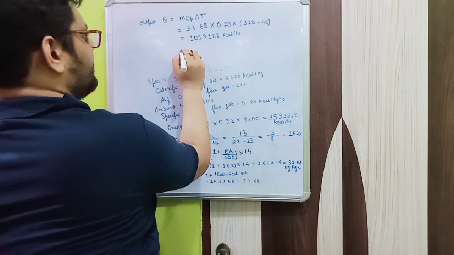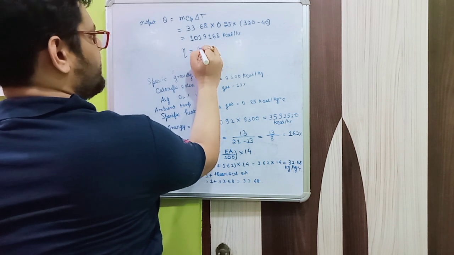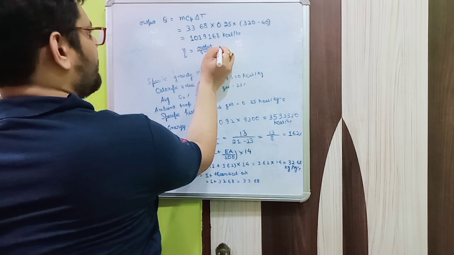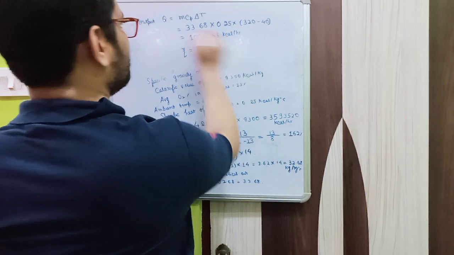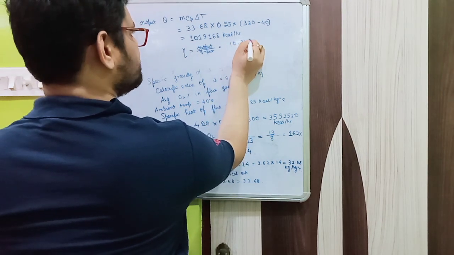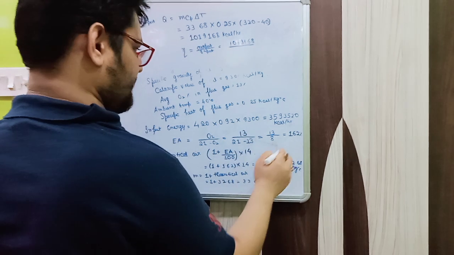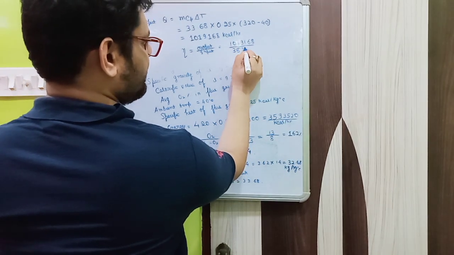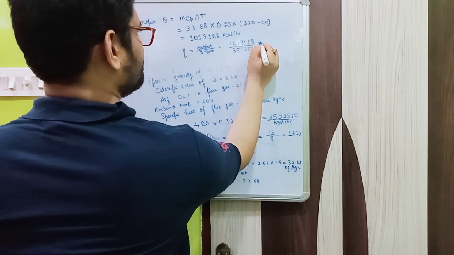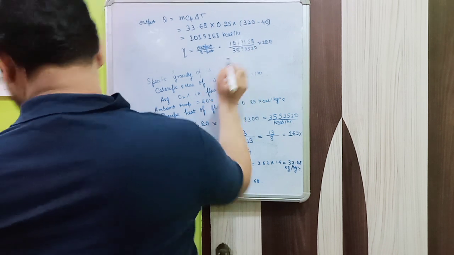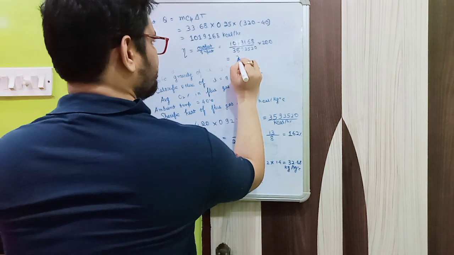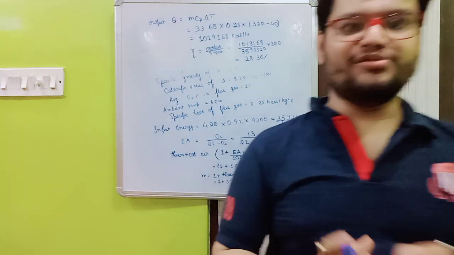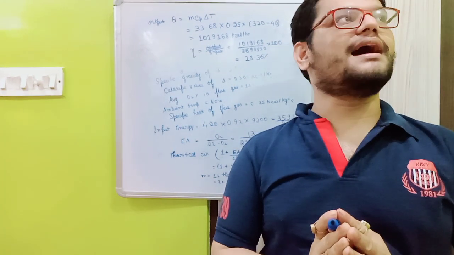So we can easily find the efficiency. Efficiency is nothing but output by input. We have found the output, that is 1019168, and the input we have already found, that is 3593520, into 100. If we calculate this, the value is 28.36%. So I hope you have got the values and how to calculate the efficiencies and others in the thermal power plant.